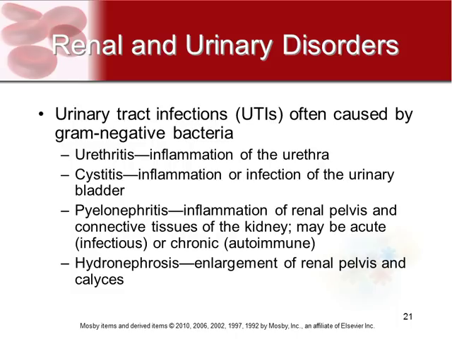Pyelonephritis is when the inflammation or infection is in your renal pelvis or in the connective tissues of your kidneys, and that could be acute, which is normally infectious, or it could be an autoimmune disorder that's causing that inflammation because your body is almost attacking your kidneys themselves. Then there's hydronephrosis, which is what we talked about in the last slide as well, which is an enlargement of your renal pelvis or of your kidneys.